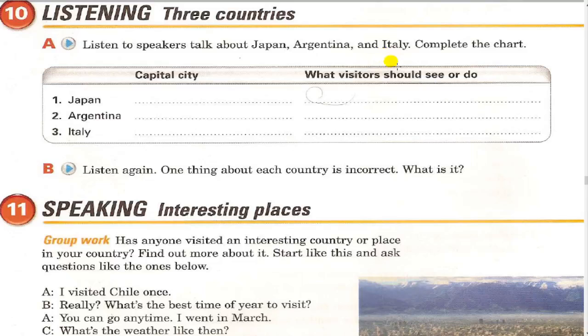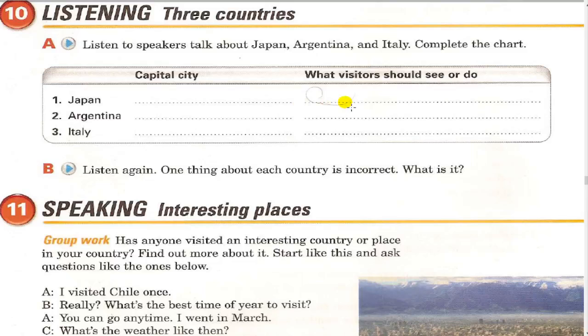Page 76. Exercise 10. Listening. 3 countries. Part A. Listen to speakers talk about Japan, Argentina, and Italy. Complete the chart. 1. Japan has several big islands and many smaller islands. The capital city is Tokyo. The highest mountain in Japan is called Mount Everest. There are many beautiful Buddhist temples in Japan, and visitors should try Japanese food, especially sashimi, which is raw fish.